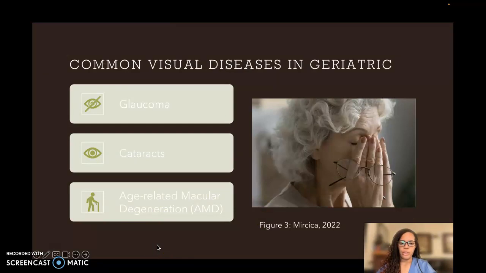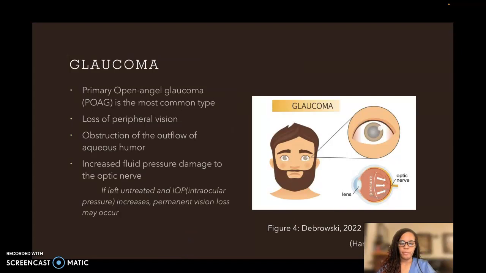So next we're going to discuss some visual diseases seen in the geriatric population. Some of the most common ones seen are glaucoma, cataracts, and age-related macular degeneration. Glaucoma, the most common type you will see is primary open-angle glaucoma, and it causes a loss of your peripheral vision. The peripheral vision is the vision you see on your sides. Now there's an obstruction of outflow of aqueous humor in the eye.